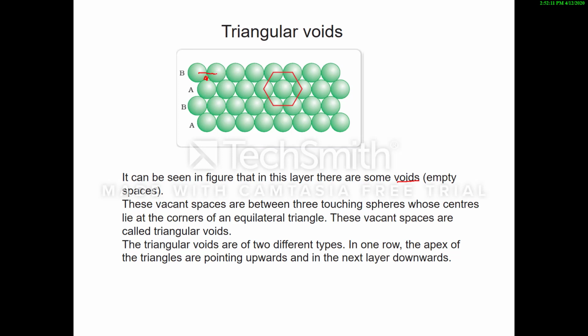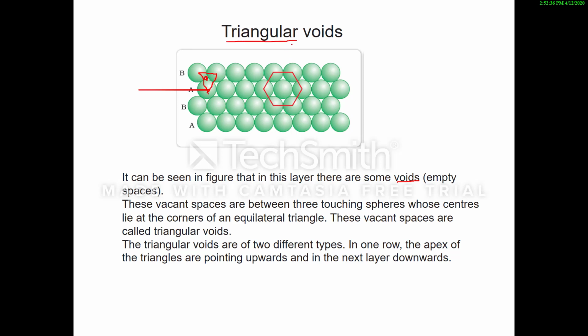This is 1, this is 2, and this one is 3 spheres. And if we join the centers of these spheres, then we will get a triangle. And this void is situated at the center of the triangle. That's why this is known as a triangular void.